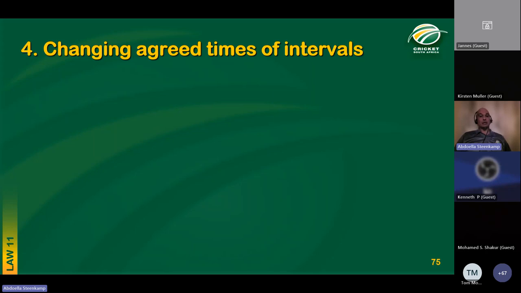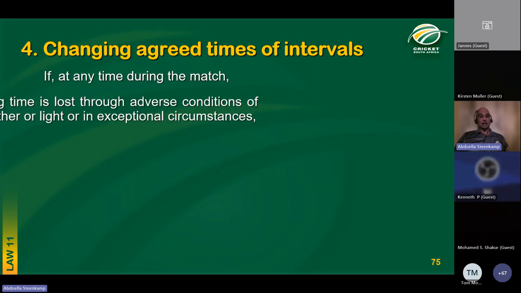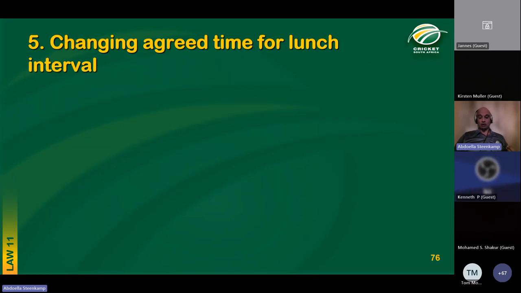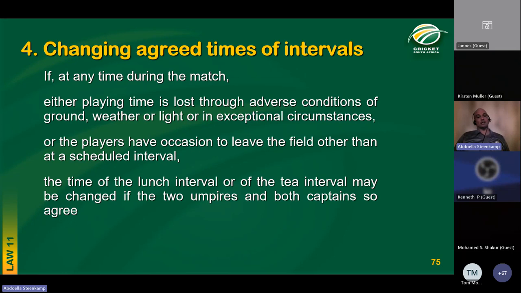Also, again, to maximize play, the law is flexible. The law allows you to change your agreed times for your interval. The law tells us that if at any time during the game play gets lost due to ground, weather and light, and usually it's rain, and players need to leave the field, captains and the two umpires can decide to change the times for the lunch and the tea interval. But to have these changes done, both captains and both umpires need to agree. If there's no agreement, lunch needs to stay at the set times.